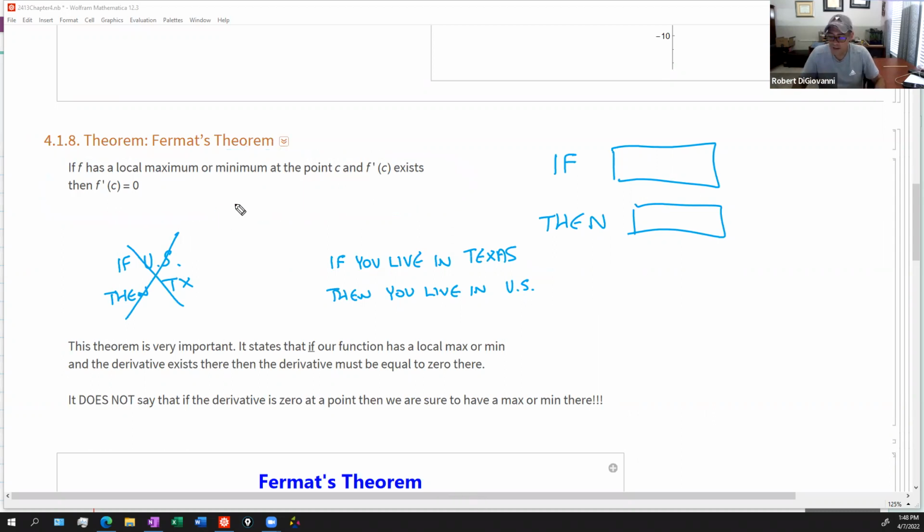In other words, you cannot change the order of things. So you can't say, hey, if the derivative is 0, then you have a local max or min. That's not what the theorem says. The theorem says if you have a max or min and the derivative exists, then you can say the derivative is 0. Don't reverse it. You're not allowed to.